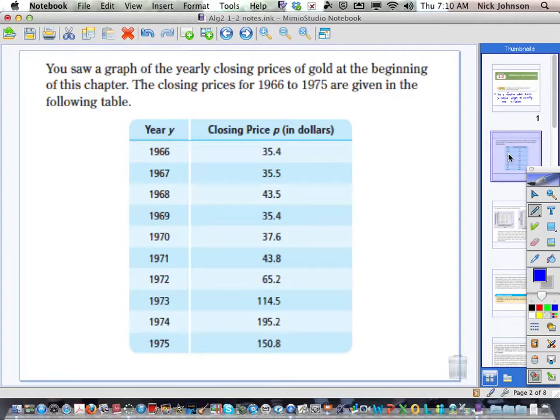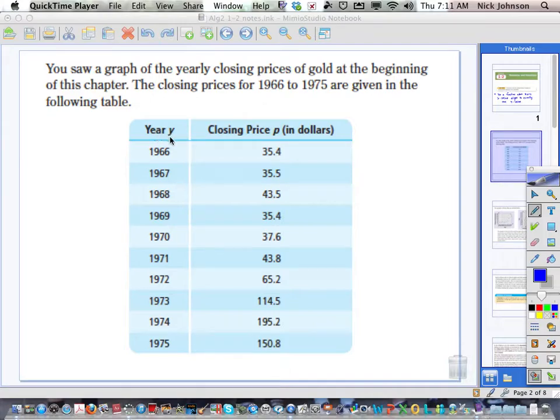If you look at slide 2, you saw a graph of the yearly closing prices of gold at the beginning of this chapter. It's located right here on the screen. The closing prices for 1966 to 1975 are given in the following table. So, here's my year, 1966, 1967, all the way down to 1975, okay?